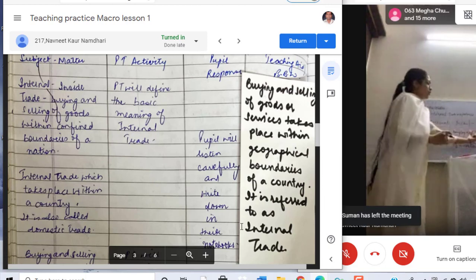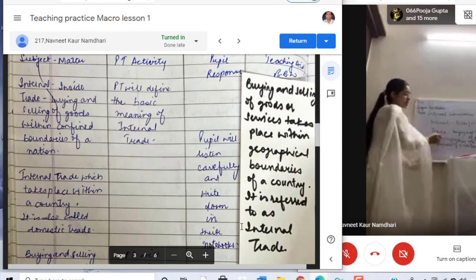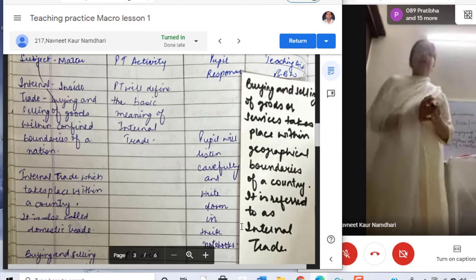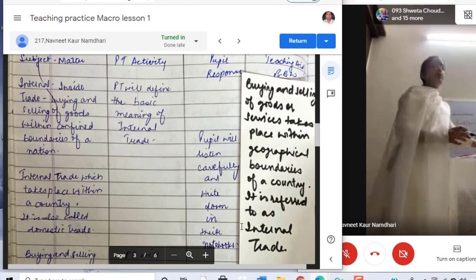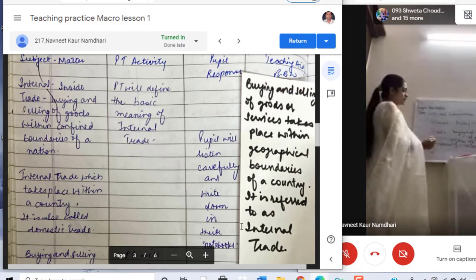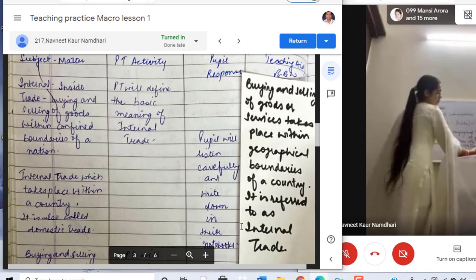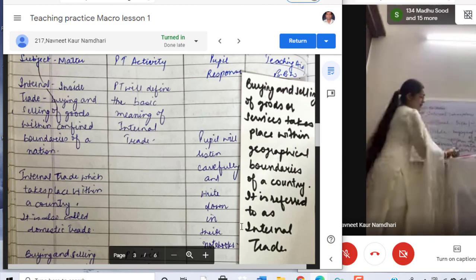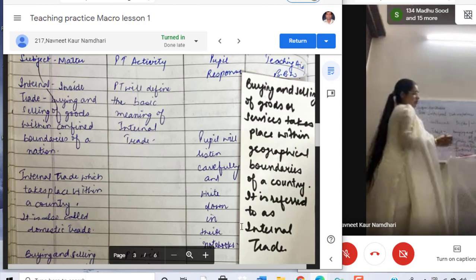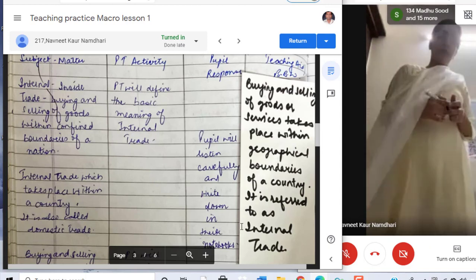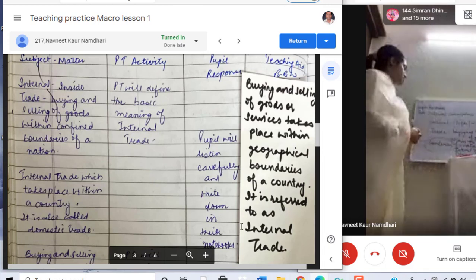So there is an exchange of goods and services within the geographical boundaries. Boundaries means that which separates one country from another. So within the geographical boundaries of a nation or a country, okay students, it is referred to as internal trade, or we can call it domestic trade. Have you written it down in your notebooks, beta? Yes, ma'am. Yes, very good.